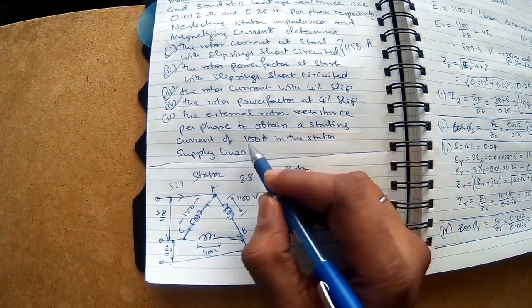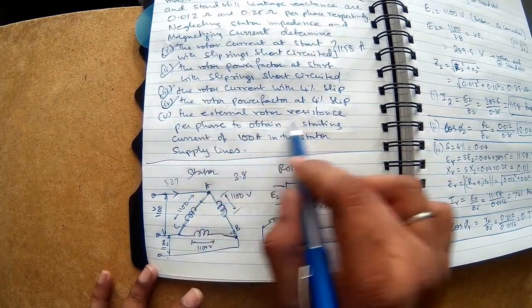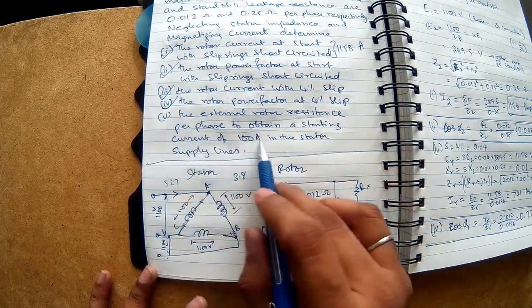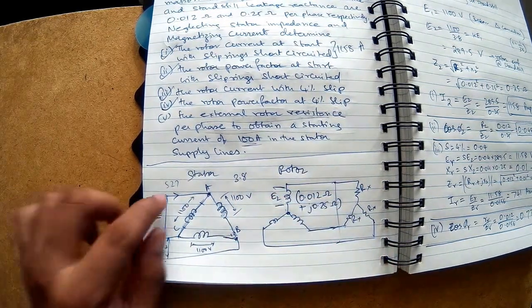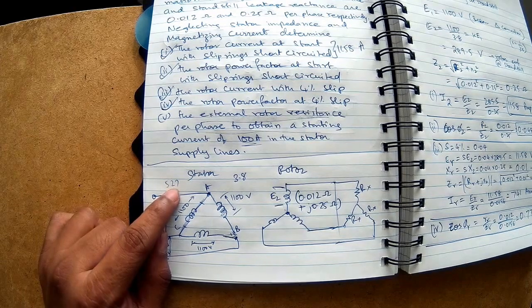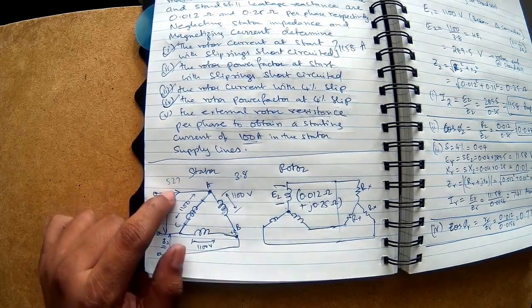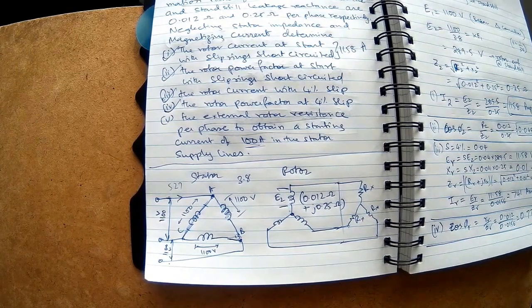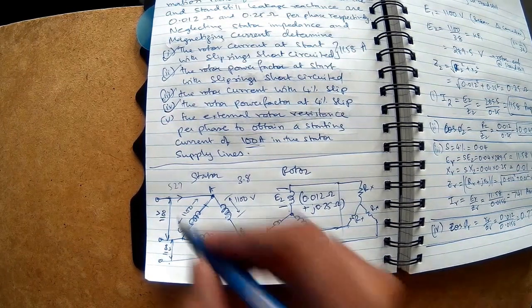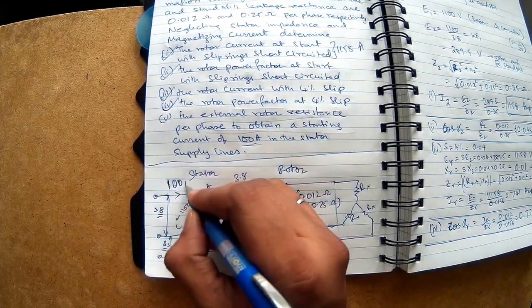Now the question is asking for the external resistance per phase to obtain a starting current of 100 amperes in the stator supply lines. I don't want such a high 527 amperes of current. I want to limit it to only 100 amperes by adding an external resistance. So we calculate the problem in reverse now. Let's say this is 100 amperes.